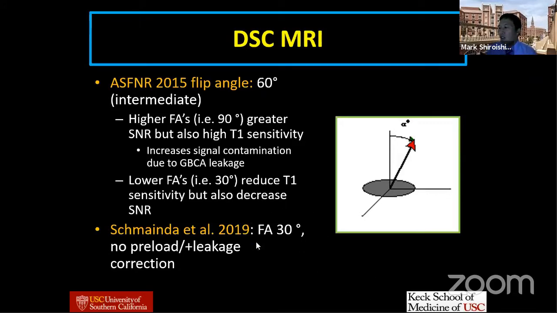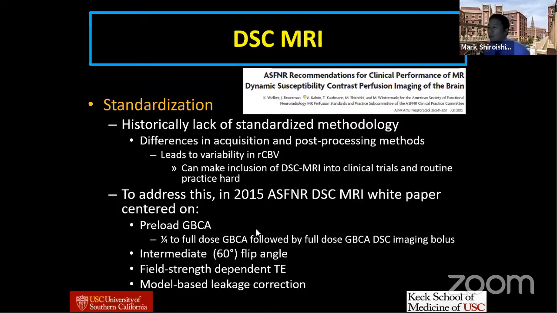Interestingly, recently, Kathleen Schmainda's group showed that if you use a low flip angle instead of the 60, and you didn't use the preload, and you use the software leakage correction algorithms that I'll talk about in a little bit, that might be pretty good also, and that can impact the way we do imaging.